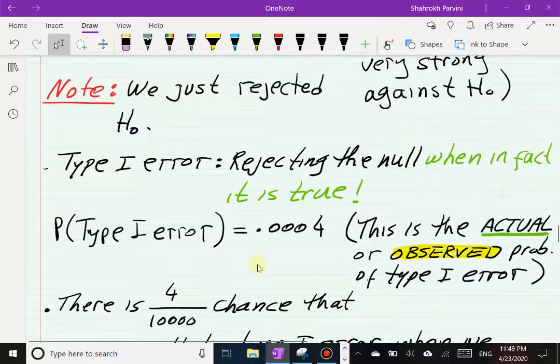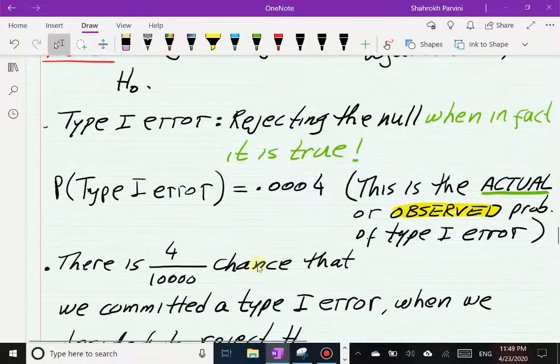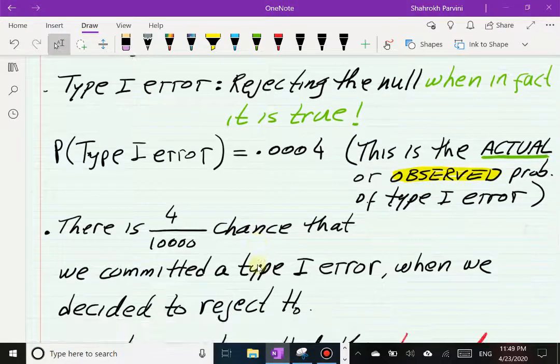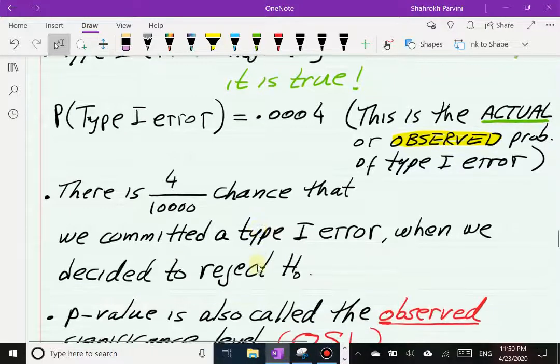That means there is a 4 in 10,000 chance that we committed a type 1 error when we say reject the null. But the other side of that is 10,000 minus 4, that's 9,996. 9,996 out of 10,000 times we are making the right decision. So that's the risk we're definitely willing to assume. That's a pretty small p-value, so the evidence again is extremely strong against this null.